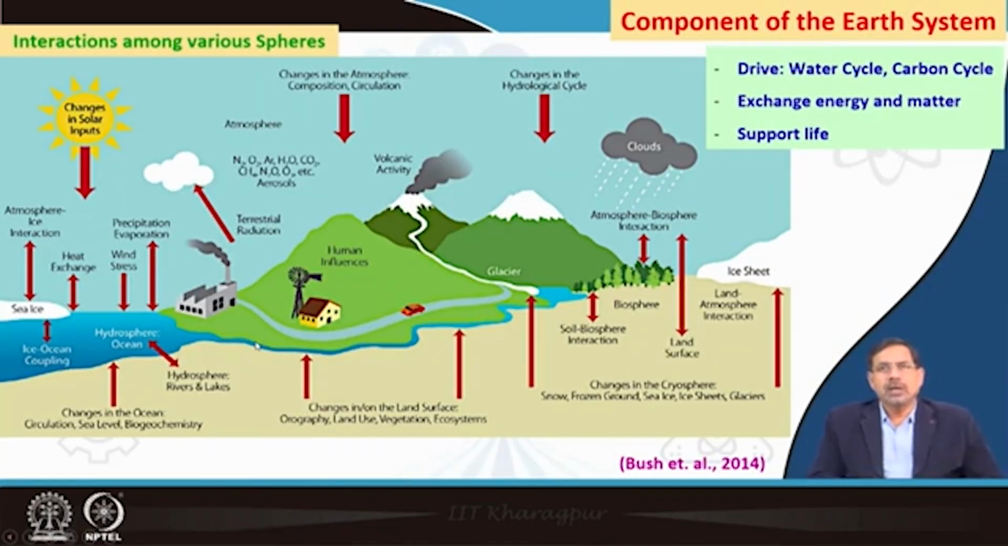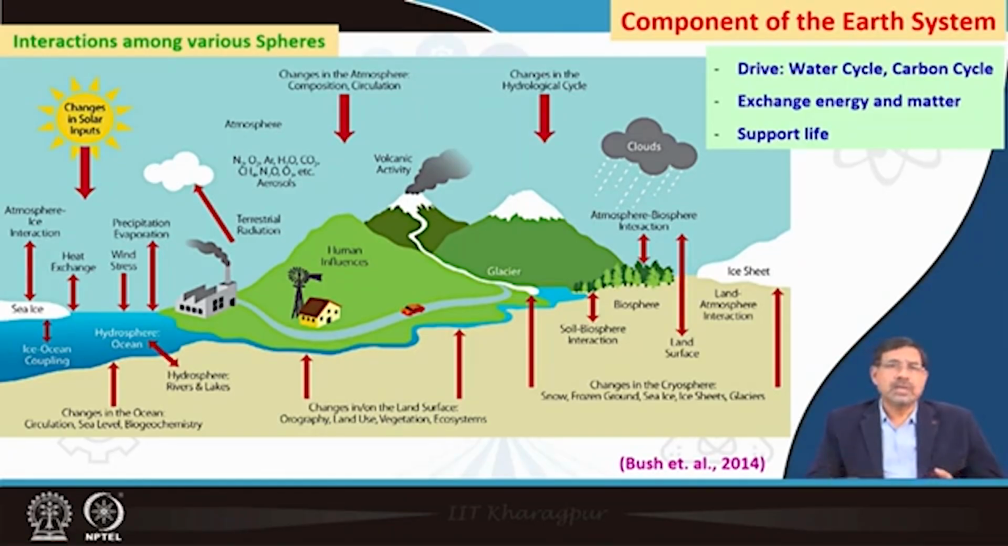In terms of the various interactions among the various spheres, we can also introduce them with the help of this depiction. If you see here the changes in solar inputs, so the variation in the input solar radiation from the sun, which happens in terms of the dark spots, which are circled with the bright spots called faculae.